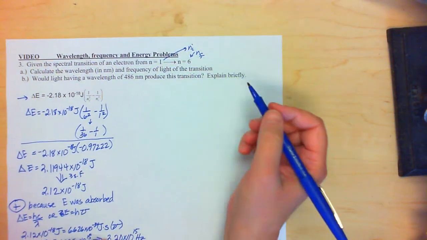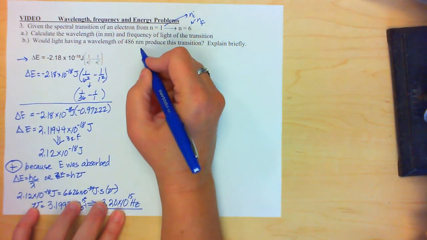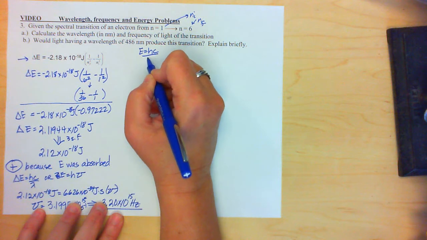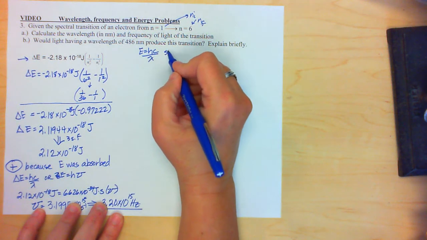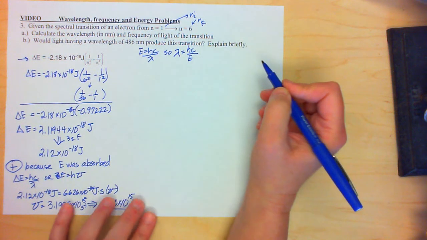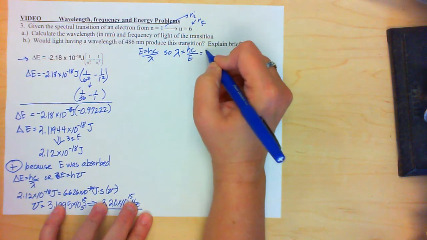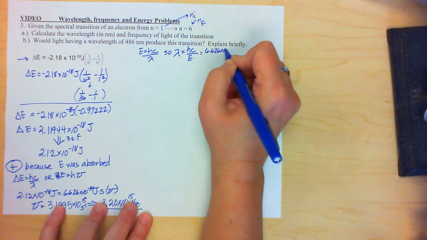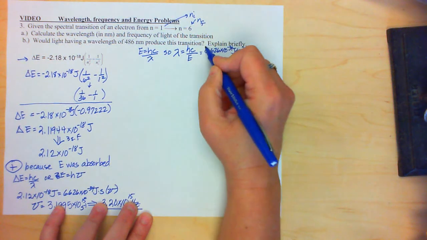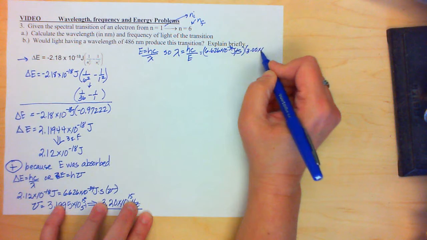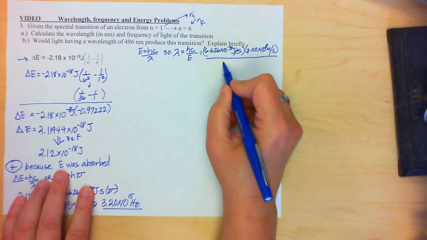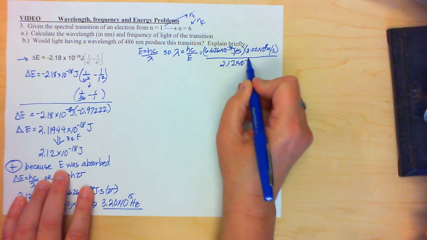Now, I'm going to come up here. Let's solve for the wavelength. We know that E is equal to hc over lambda. So lambda is going to be equal to hc over E. Which again is 6.626 times 10 to the negative 34 joule seconds, times 3.00 times 10 to the 8th meters per second, divided by my energy, which is 2.12 times 10 to the minus 18th joules.